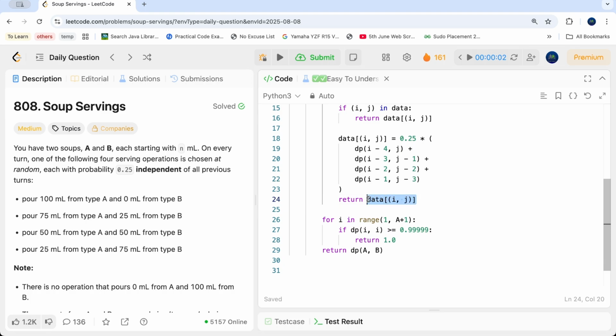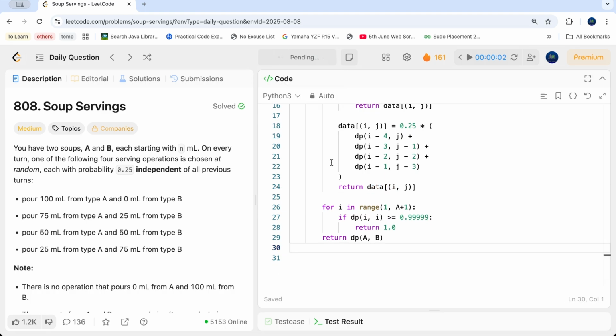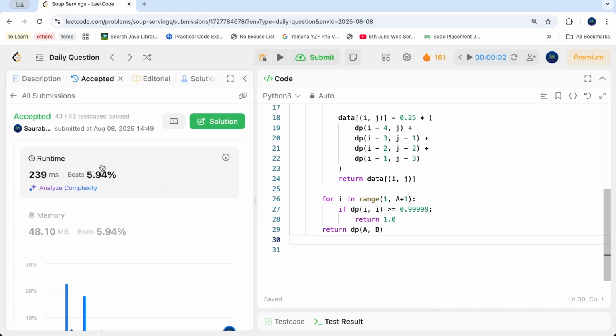Now this is going to solve our complete problem. We can submit this and this is going to pass all the test cases for this particular problem. But the runtime is not really good. The memory used is not really good. And the reason is there are a lot of dp function calls.